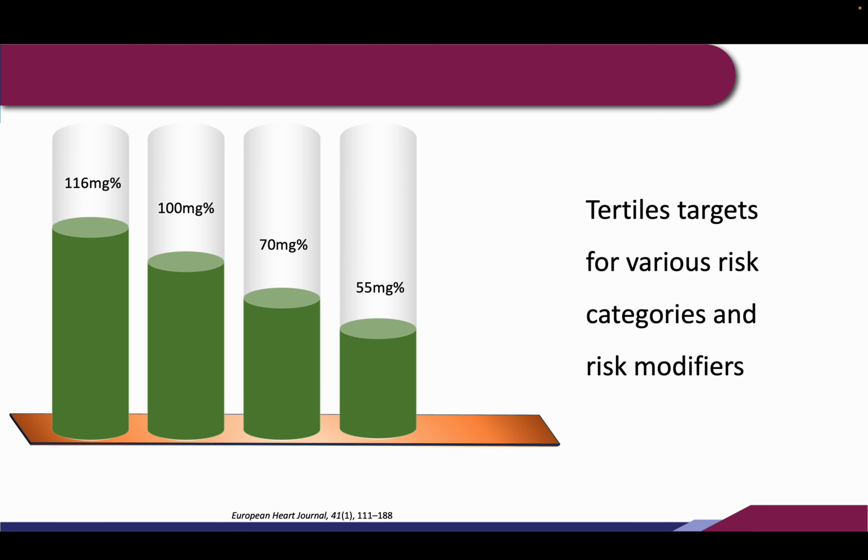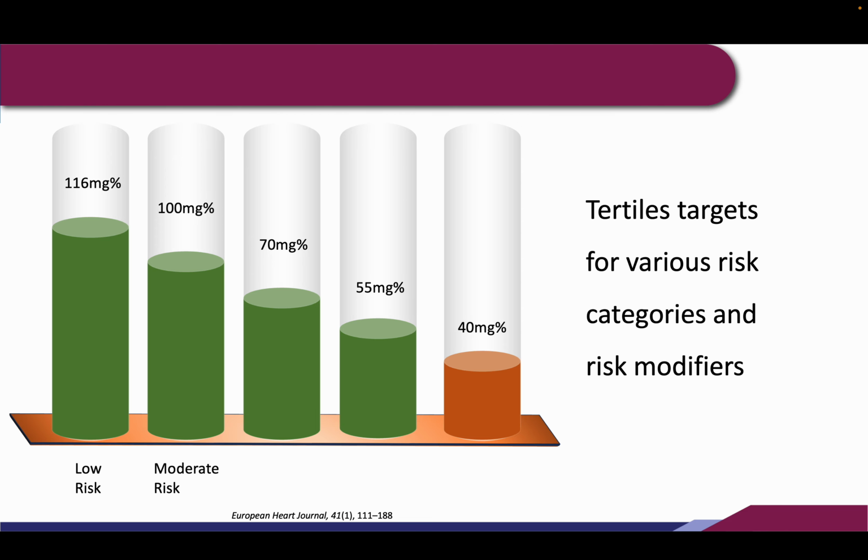What do we mean by risk category and what is the clinical relevance? If the person falls in a low risk category, the LDL cholesterol target is 116. In the moderate risk category, the LDL cholesterol target is 100, and then the high risk category. So these are the tiers of LDL targets based on the various risk categories.